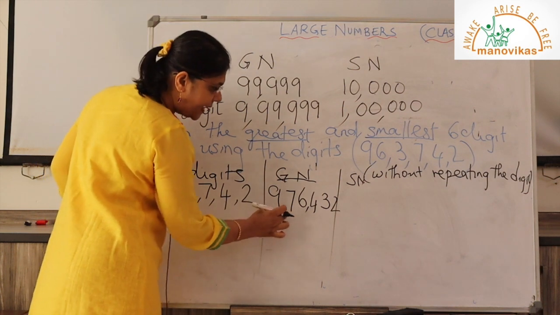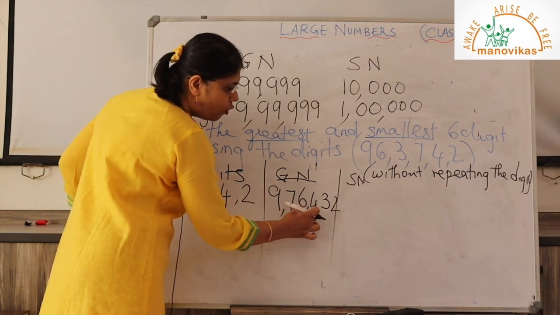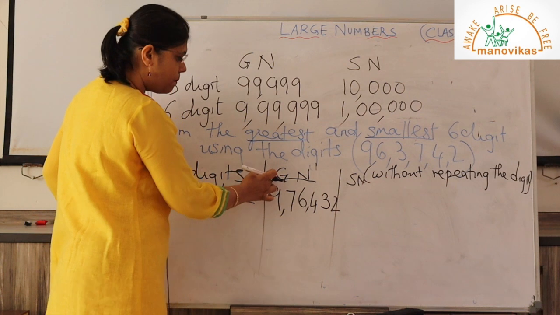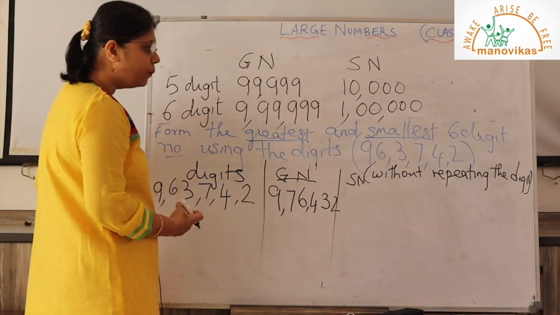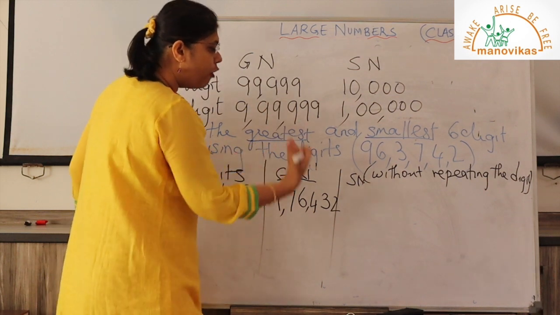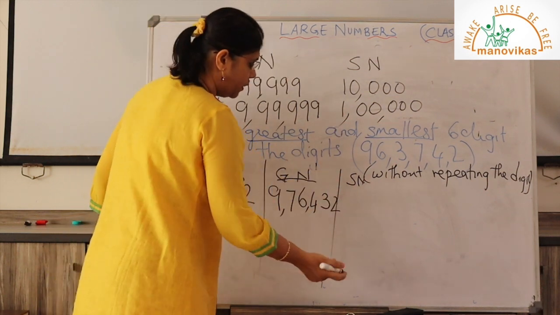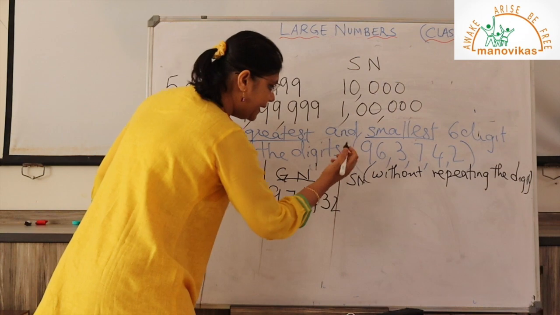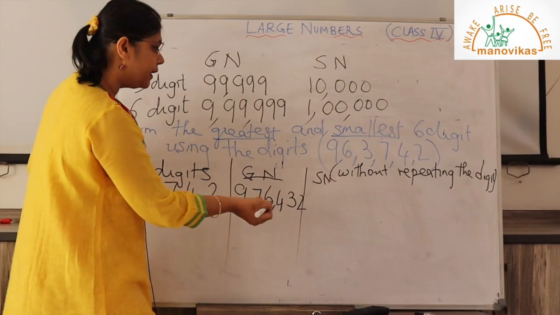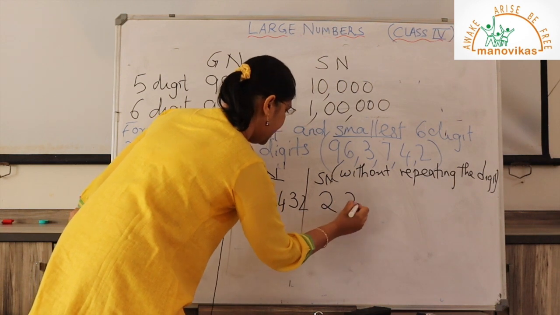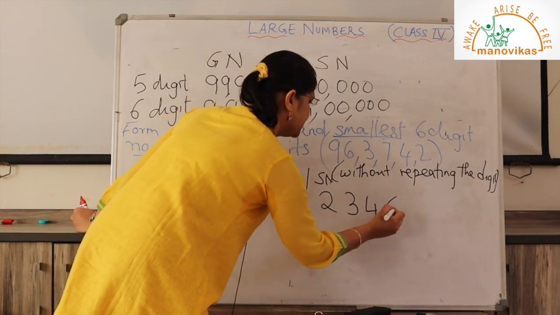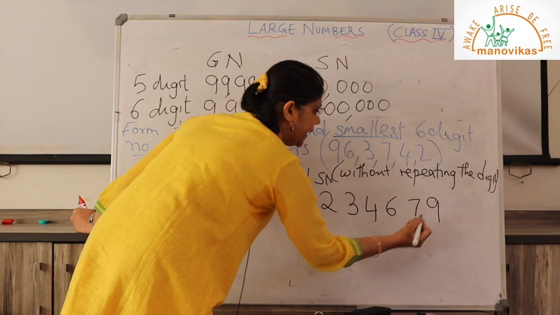So, 9,76,432 is the greatest number formed using these digits. Now, to form the smallest number, what do we do? We write the digits in the ascending order. So 2, 3, 4, 6, 7, 9.